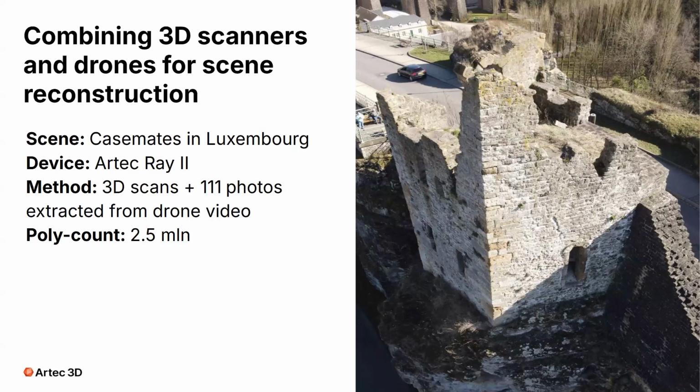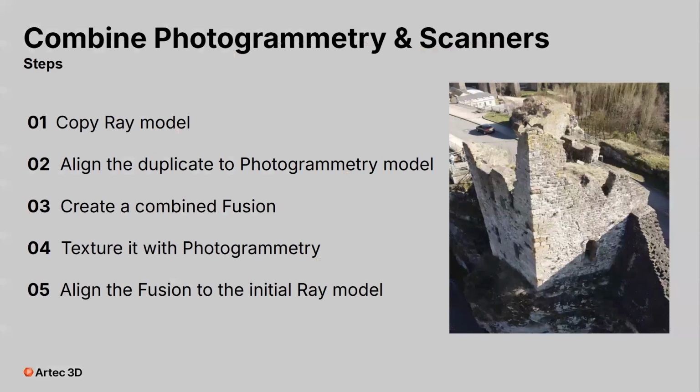We used the high resolution geometry from the Artec Ray 2, and we've added in the missing geometry with the drone. And then finally, we applied texture from a drone to get a really nice result. As you could see right here, we combined 3D scans plus only 111 photos extracted from a drone video, and we received a model with a poly count of 2.5 million. So before showing you the model, let me describe our workflow really quick. Generally, how did we do it?